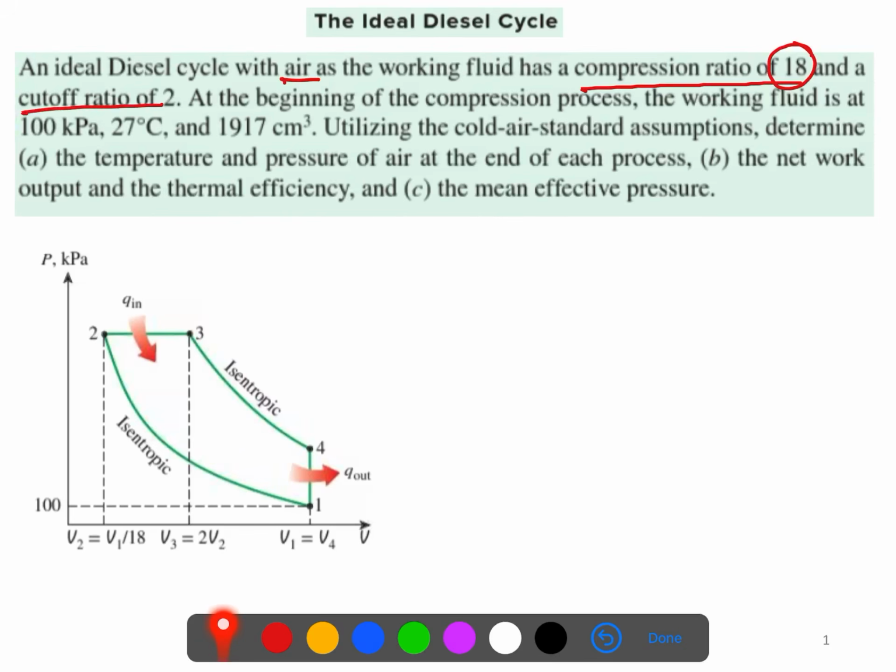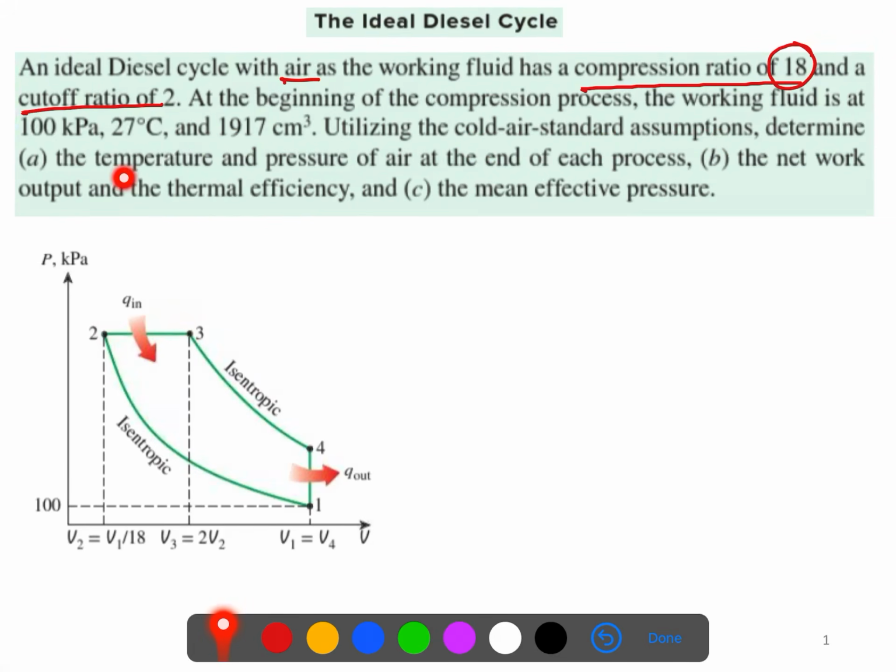Here you will see, at the very beginning of the compression process, the working fluid pressure is 100 kPa. So this is the initial state. The temperature is 27 degrees centigrade, and the volume is given as 1970 cubic centimeters. We will use the cold air standard assumptions, which we discussed last week.